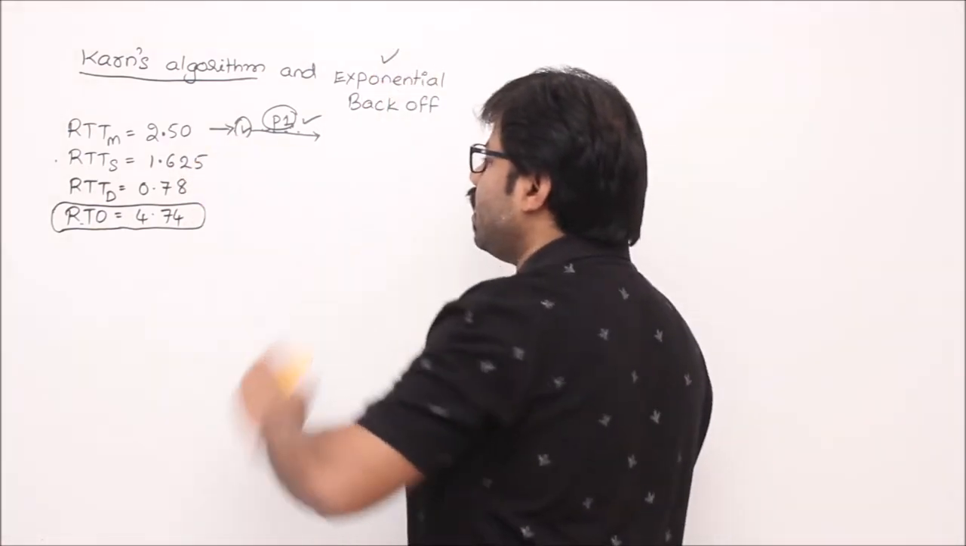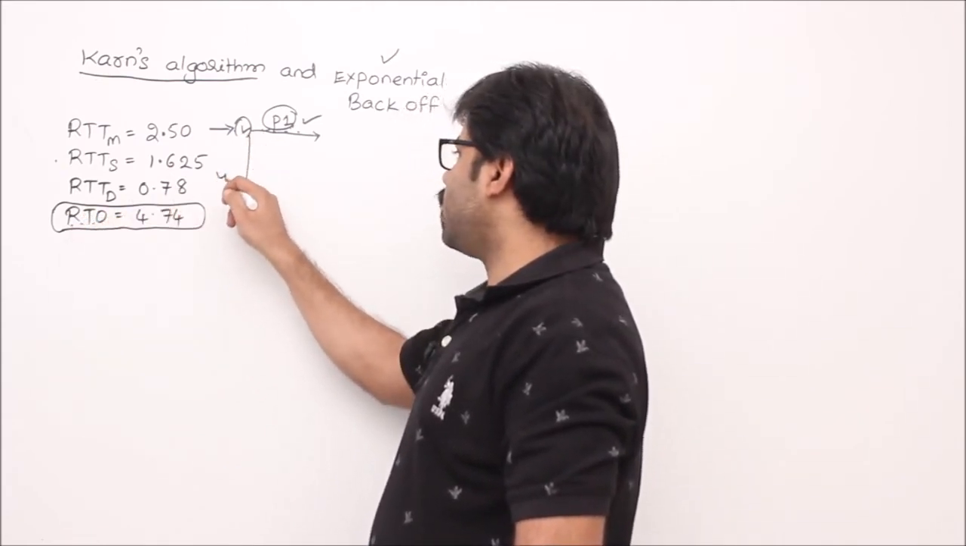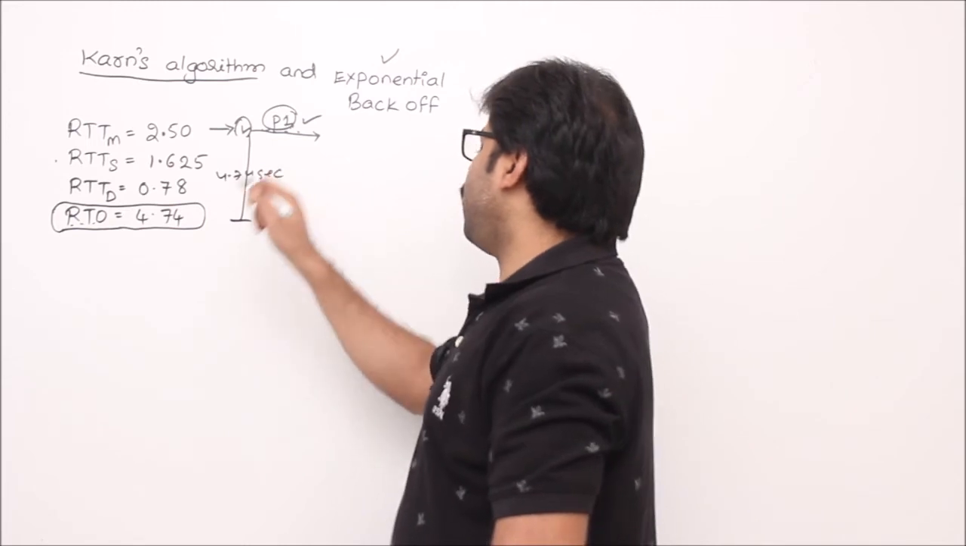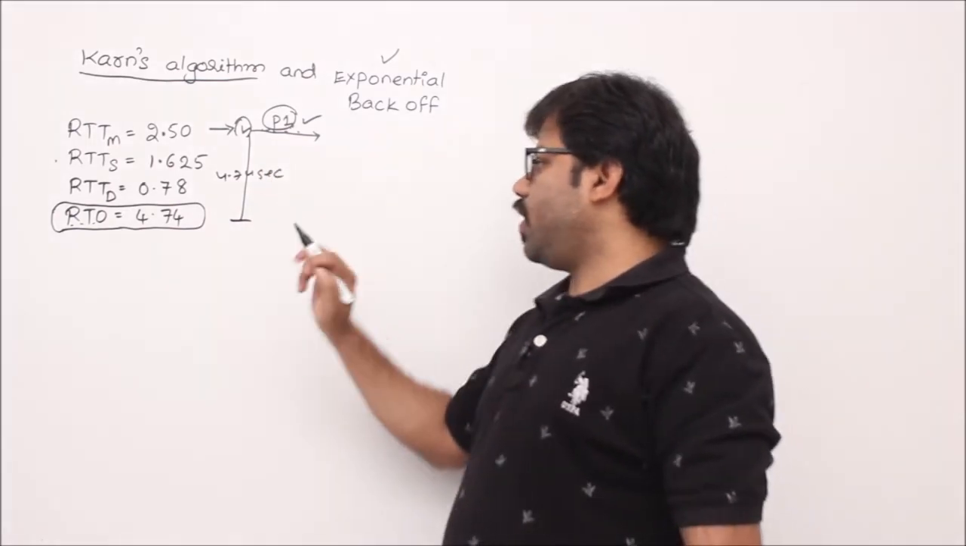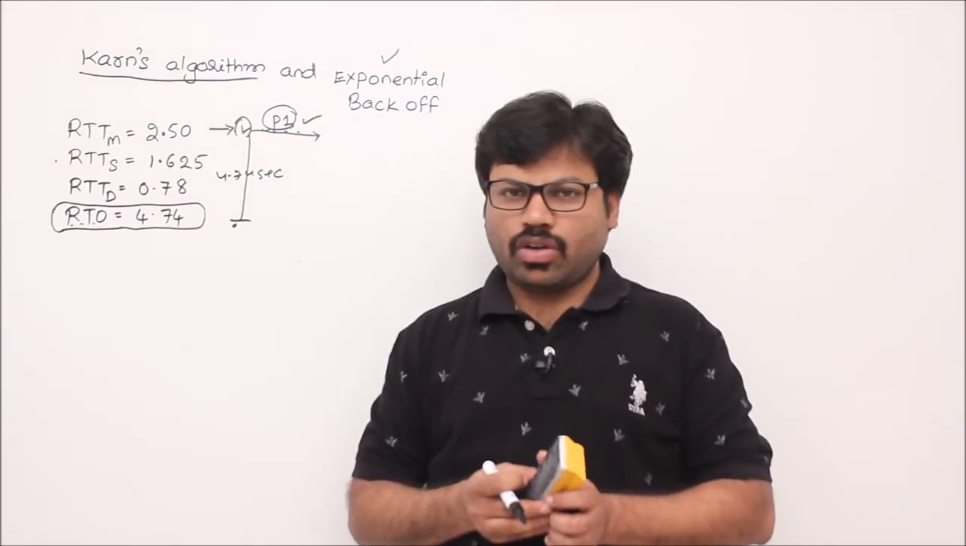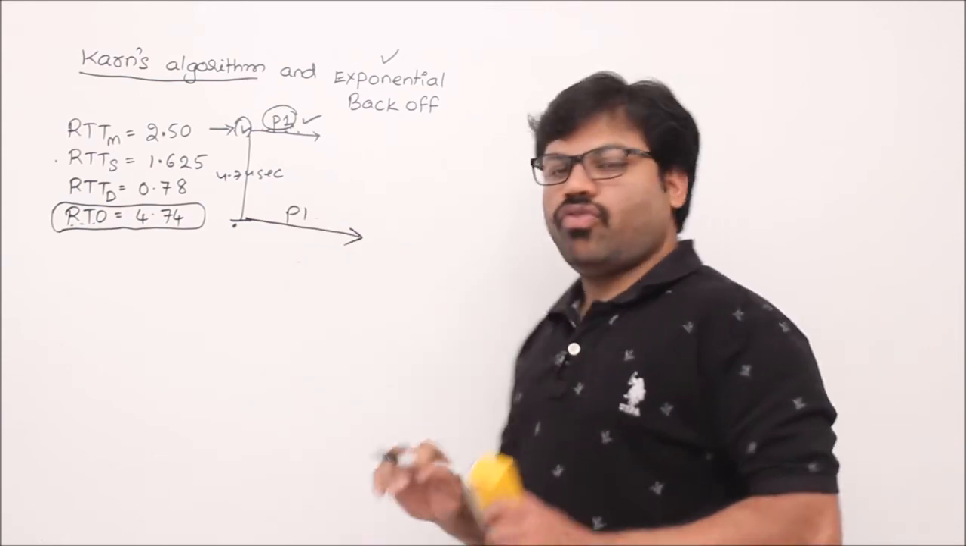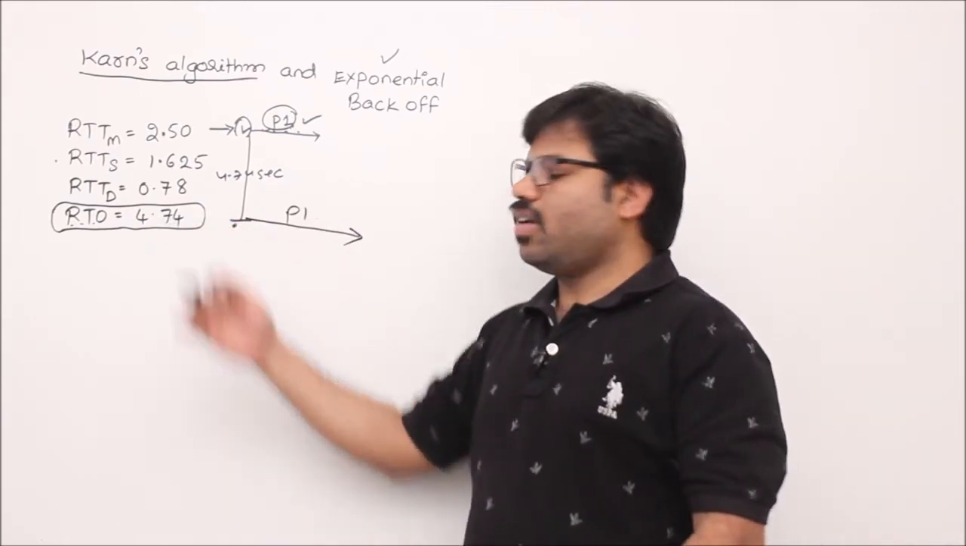Example, initially you thought RTO is 4.74. You kept a timer for 4.74 seconds. But what happened? You did not get the acknowledgement. Now this is the point. My question is, when you don't get the acknowledgement, what do you have to do? We have to definitely retransmit the packet. We do that. Fine.